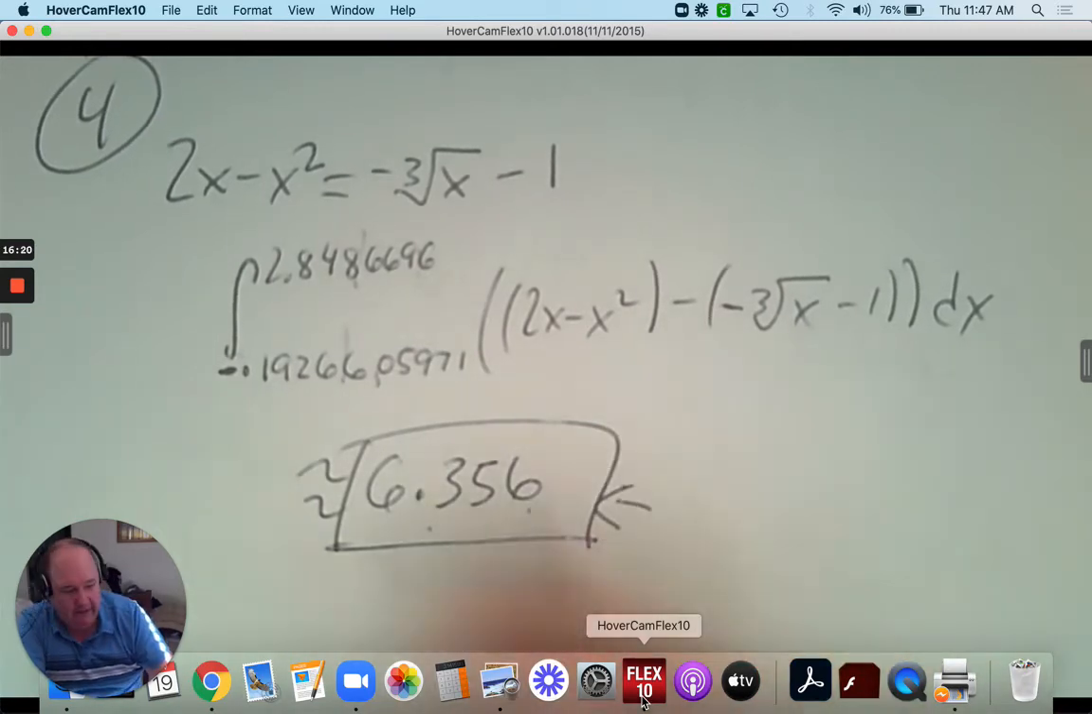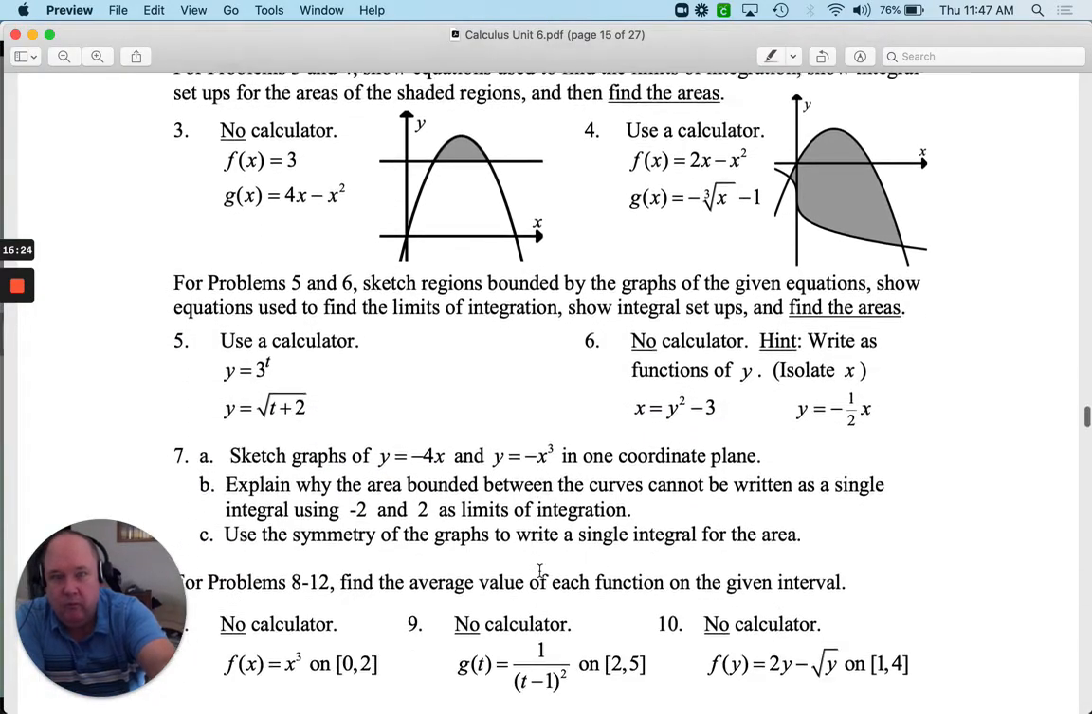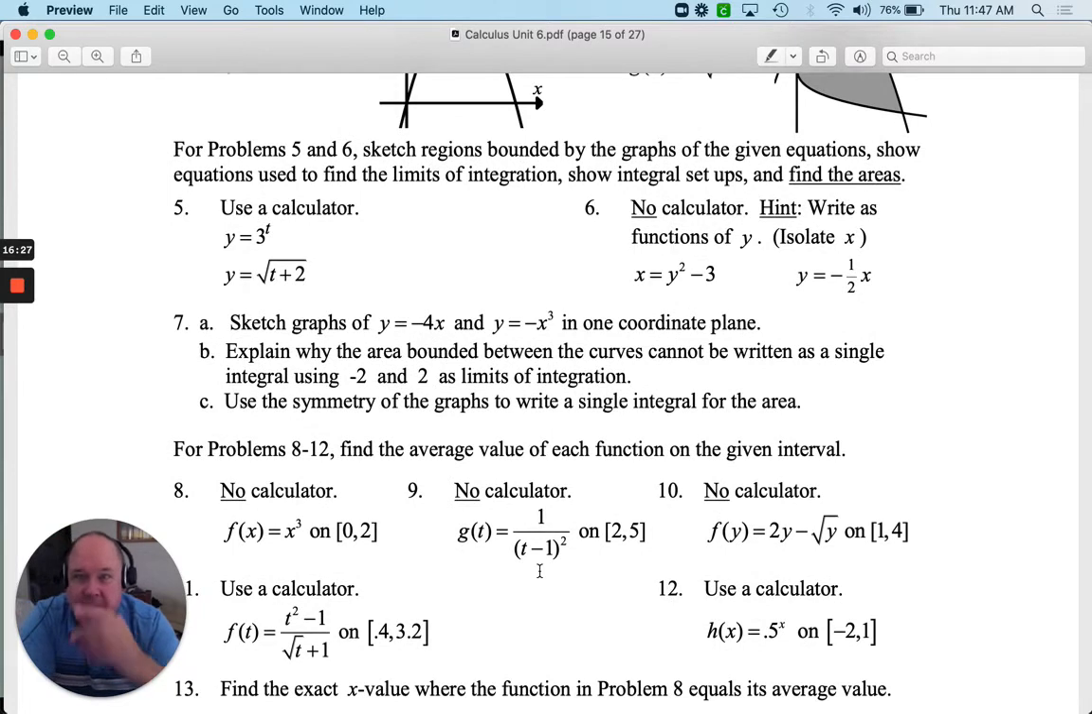All right, number 5. In number 5 and 6, sketch regions bounded by the graphs of the given equations. Show equations used to find the limits of integration, and show integral setups and find the areas. So number 5, you get to use a calculator, which is good. So step 1 is, I've got to find my limits. So I'm going to take the 2 equations and make them equal to each other and use my calculator.